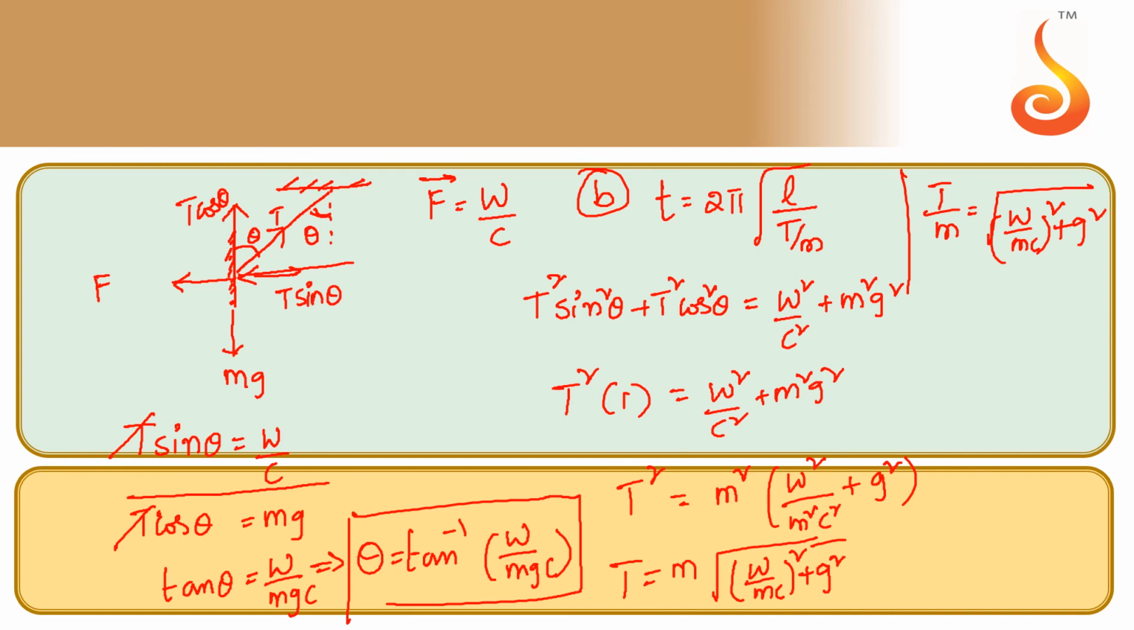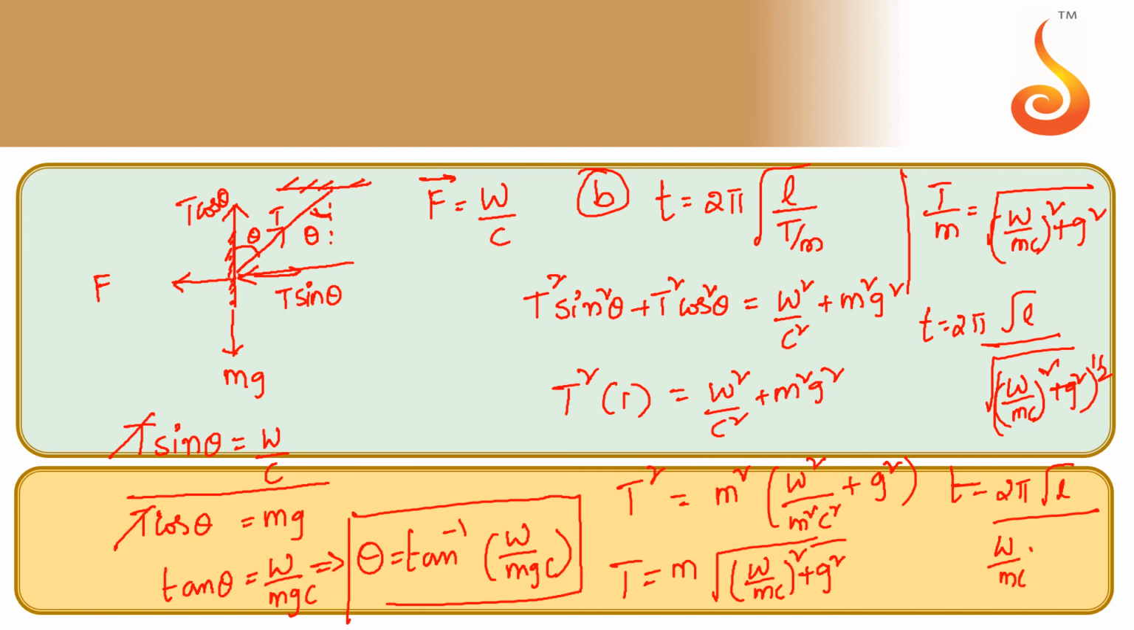Let us substitute here. Therefore the time period will be 2 pi into root of L by under root of ((W by MC) whole square plus g square), whole power 1 by 2, or T is equal to 2 pi into root of L by ((W by MC) whole square plus g square) whole power 1 by 4. So this is the time period of the new oscillation.